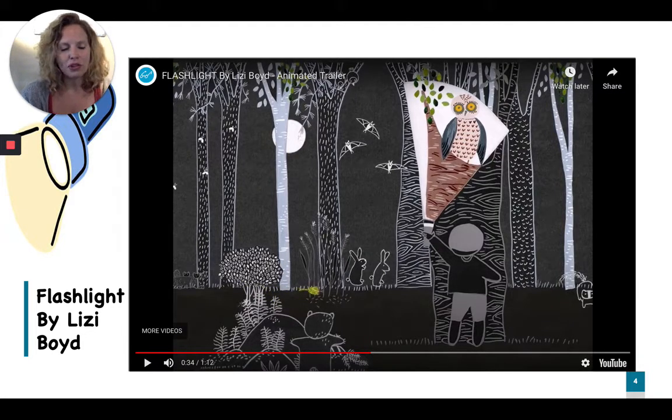What is this picture showing us? What's happening in this picture? What do you think? I think that this little boy is using his flashlight again and shining it up in this tree, and he sees an owl.